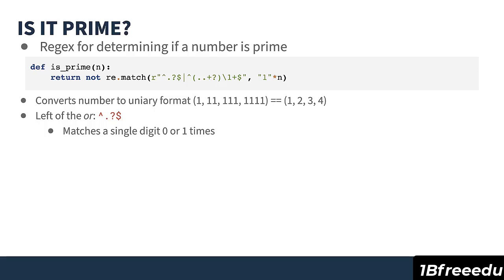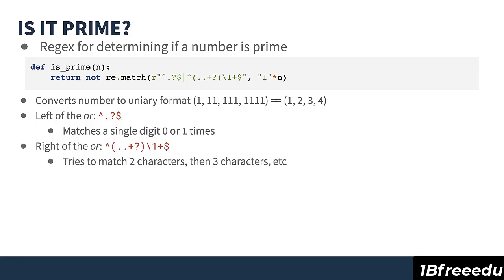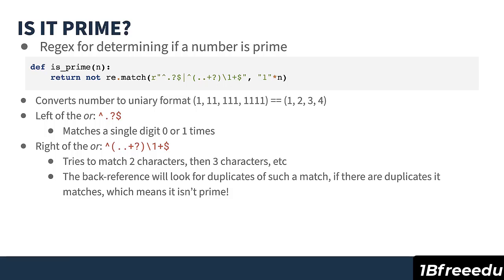If that evaluates to false, then the right-hand side of the OR gets evaluated. The right-hand side of the OR consists of an anchored expression. This is the full expression using the caret and the dollar sign. If you were using Python 3.5 or greater, you could use the full match function instead. Inside of the group, it's looking for a character, and then a character repeating 1 or more times in the non-greedy format. Outside of the group is a back reference. So this first tries to match 2 characters, then 3 characters, etc. The back reference will look for duplicates.